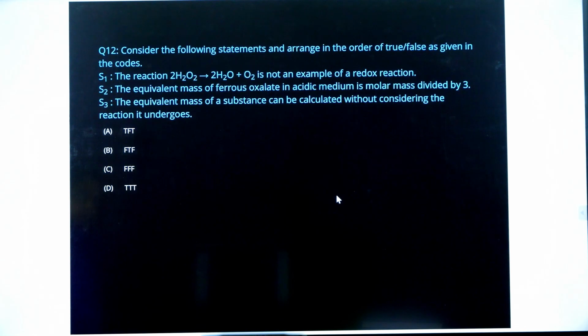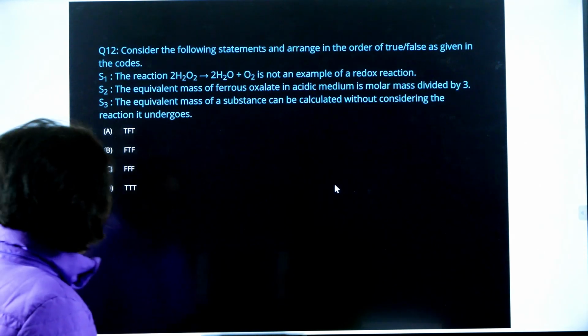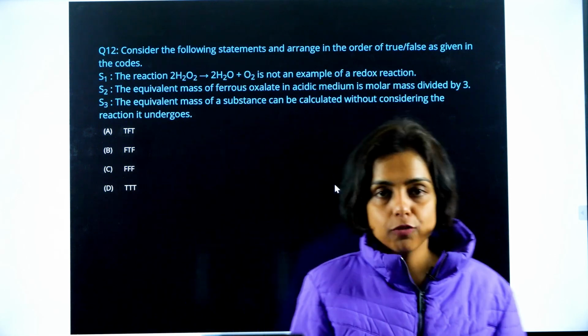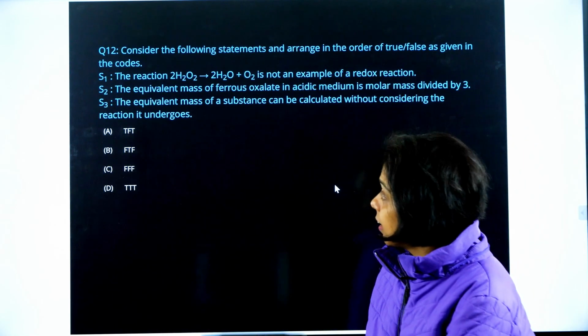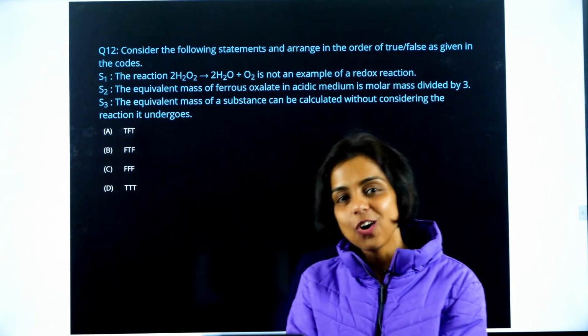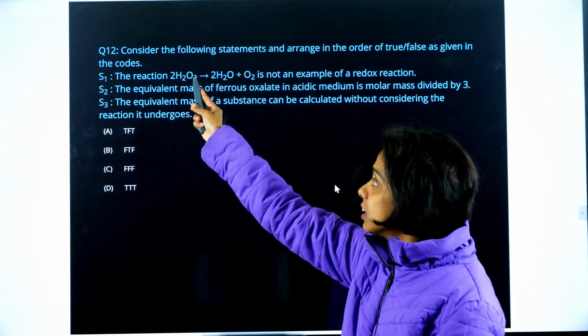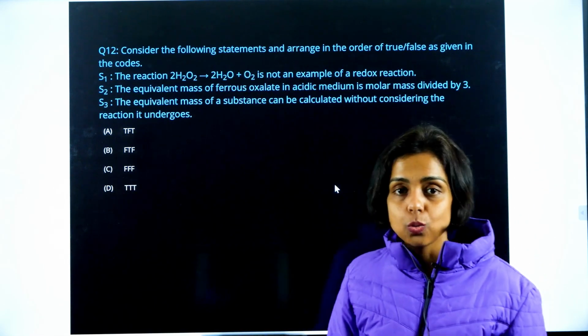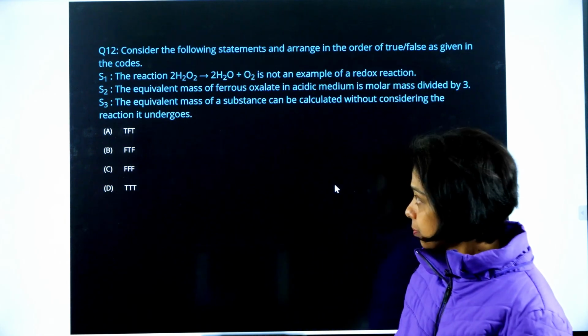Okay, consider the following statements and arrange in the order of true and false. Let's read out. The reaction of H2O2 is not an example of redox reaction. We all know it is a redox reaction. Oxygen from -1 going to -2 and 0. It is a redox reaction.